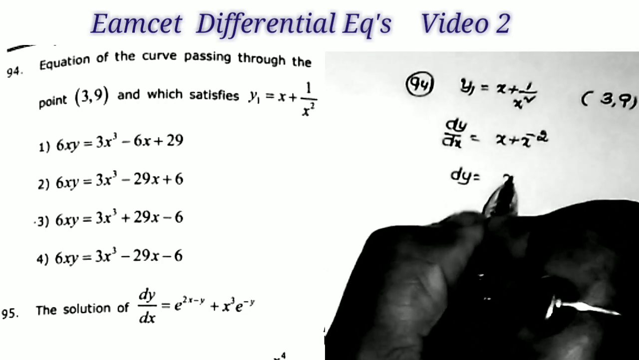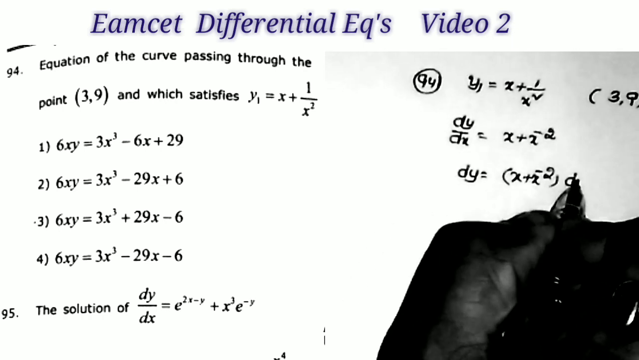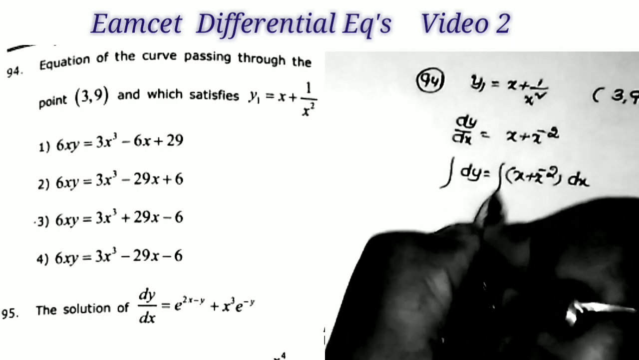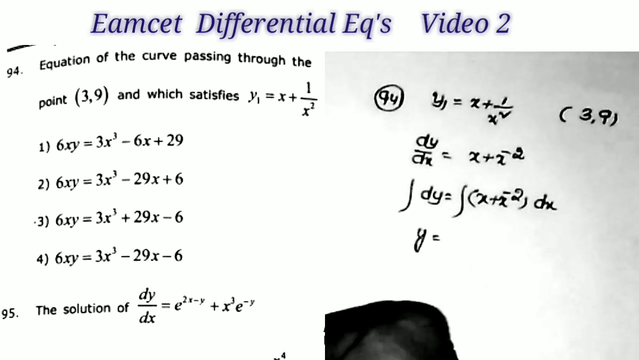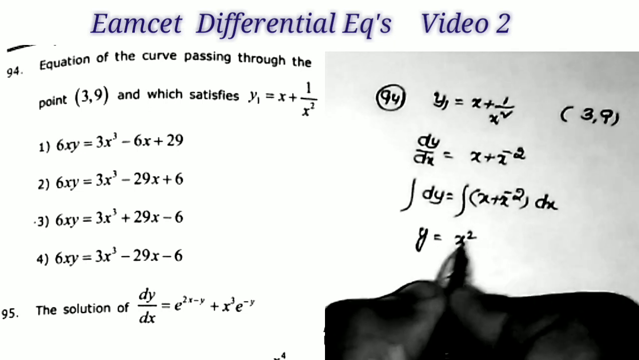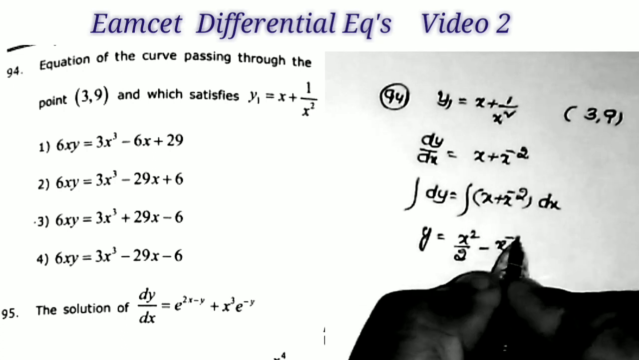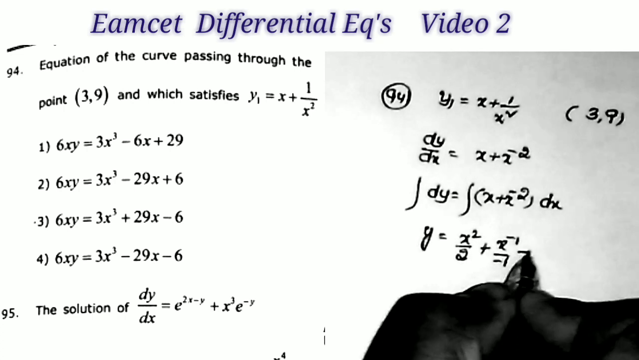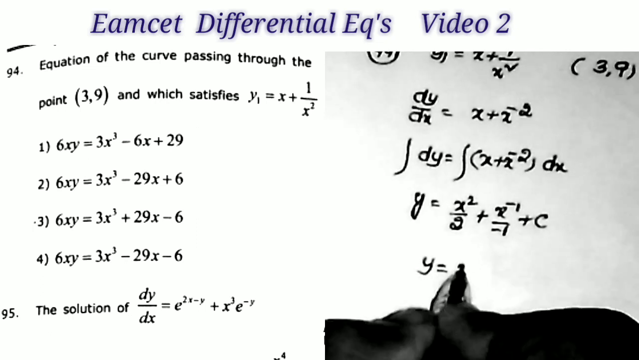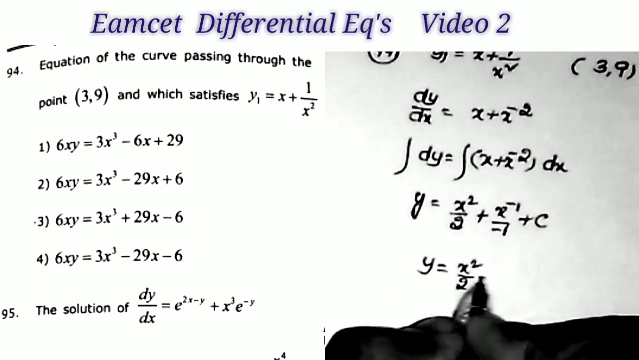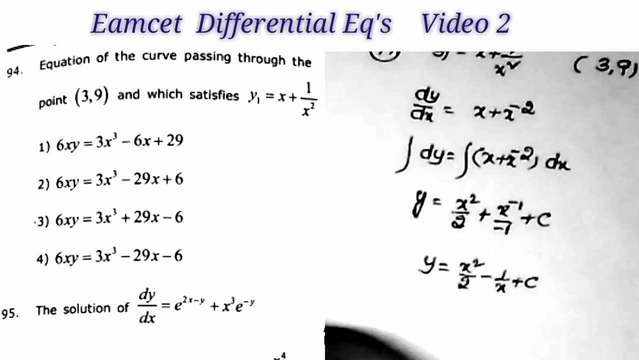Now taking the cross multiplication, that is dy is equal to x plus x power minus 2 into dx. After that taking the integration. What is integral 1 dy? That is equal to y. What is x integration? X square by 2. What is x power minus 2 integration? X power minus 1 by minus 1 plus c. Therefore, the answer is y is equal to x square by 2 minus 1 by x plus c. Just simply taking the integration of the given quotient.